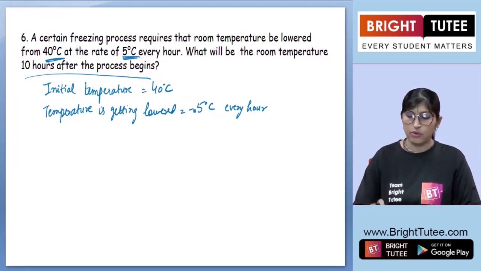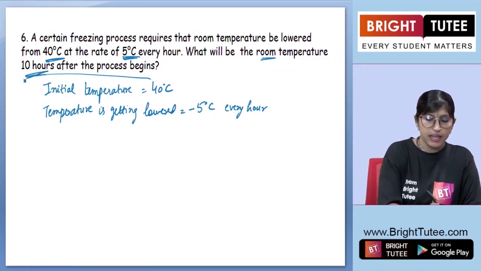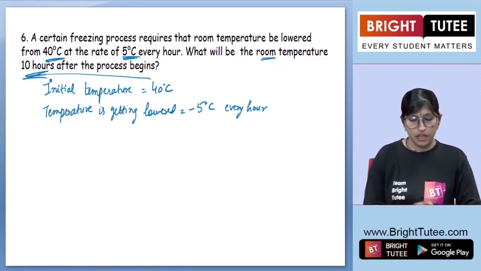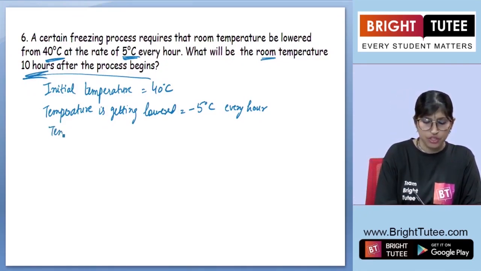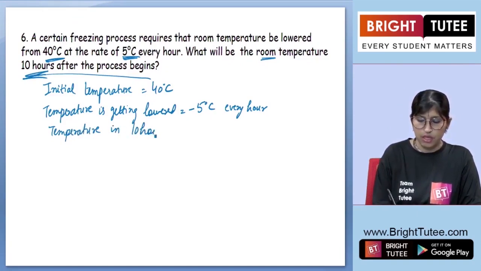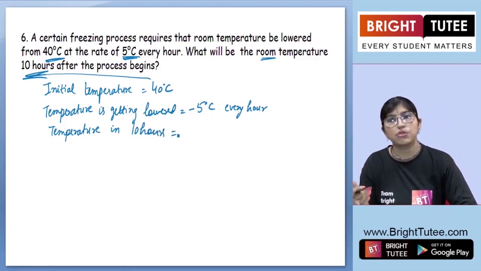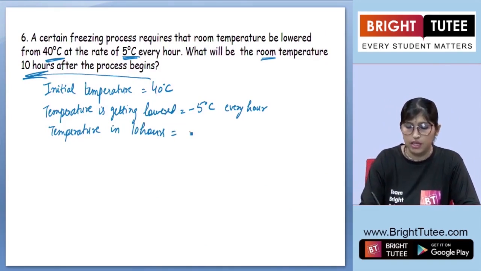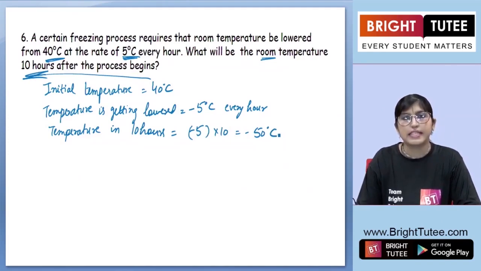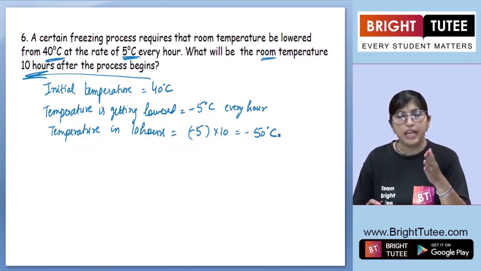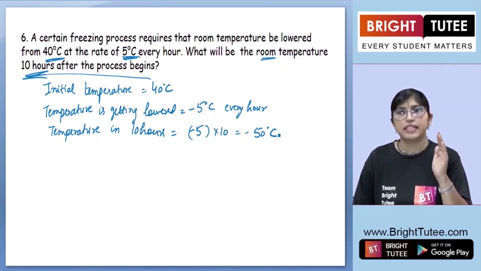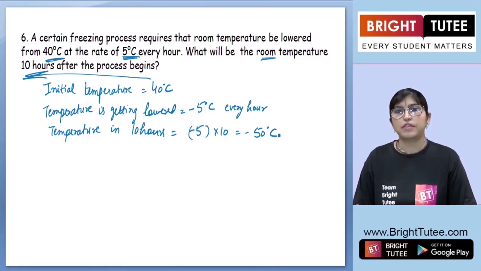Now we need to find out what will be the room temperature 10 hours after the process begins. The temperature is getting lowered by 5 degrees Celsius every hour. So what will be the temperature change in 10 hours? If in 1 hour it is lowered by minus 5 degrees Celsius, then in 10 hours it will be minus 5 into 10, which will be minus 50 degrees Celsius.